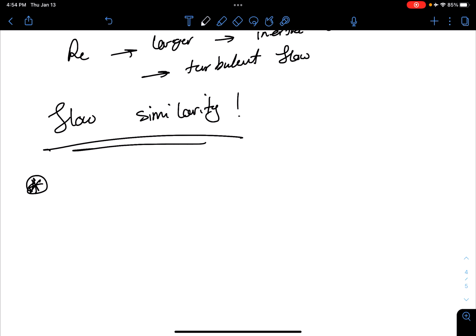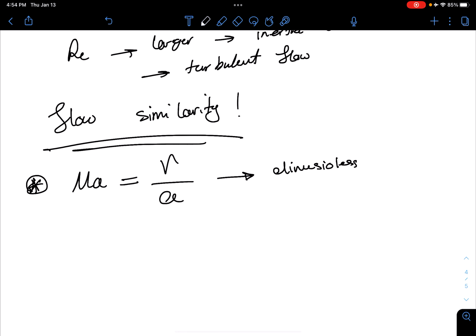Okay, so let's see if there are any other dimensionless parameters that may be important in aerodynamics. Can we think of anything else? Mach number, right? Exactly, the most important one. How do we calculate the Mach number? Velocity over the speed of sound. Exactly. The speed of sound is meters per second. Flight velocity is also meters per second. So Mach number is going to be another important dimensionless parameter.